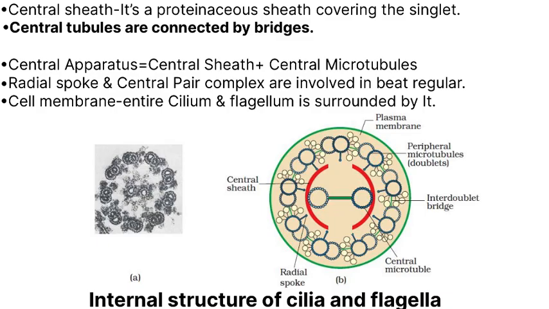Then we have the central sheath. It is in the red color in the axoneme. You can see it may look like a membrane, but actually it is not. It's a proteinaceous sheath which surrounds the central pair of singlets to hold the central singlets in their place.